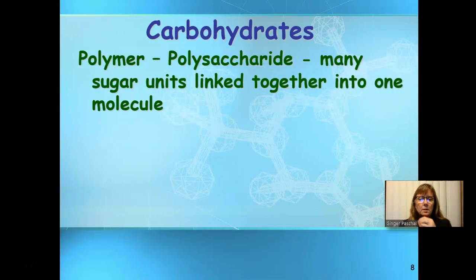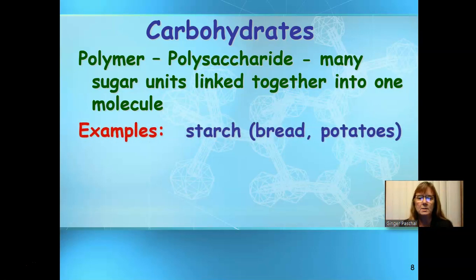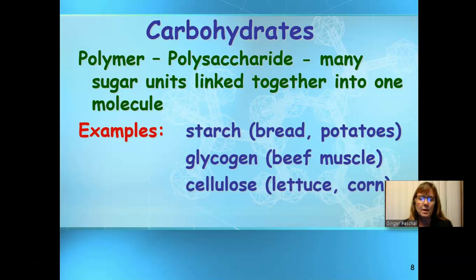So the polymer is called a polysaccharide. So if we take many of those monomers and link them together into one molecule, we would have a polysaccharide. There are several examples of that. There is starch, which is found in bread and potatoes. There's glycogen, which you and I and other animals will actually create, and it's stored in the liver, or we would find it in beef muscle. There's also cellulose, and that's what makes up the structure of a plant, for example, lettuce and corn.